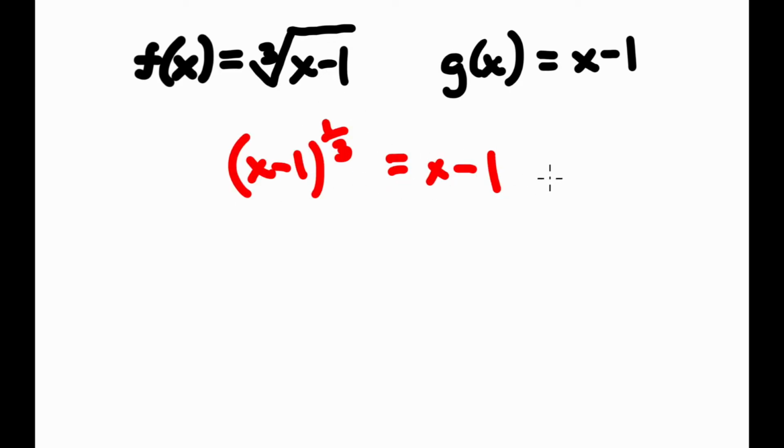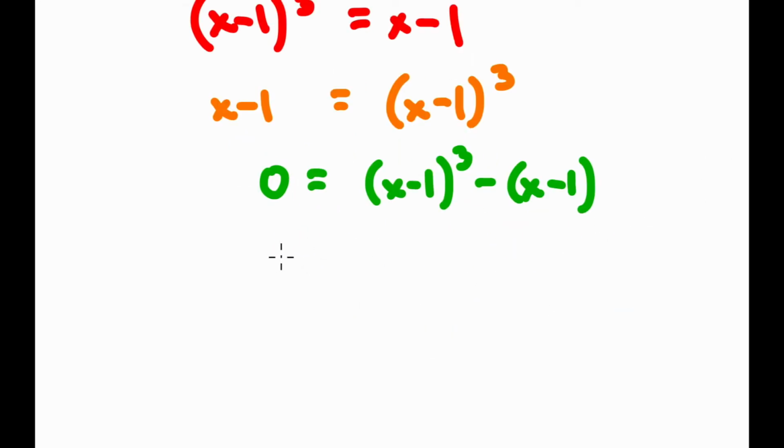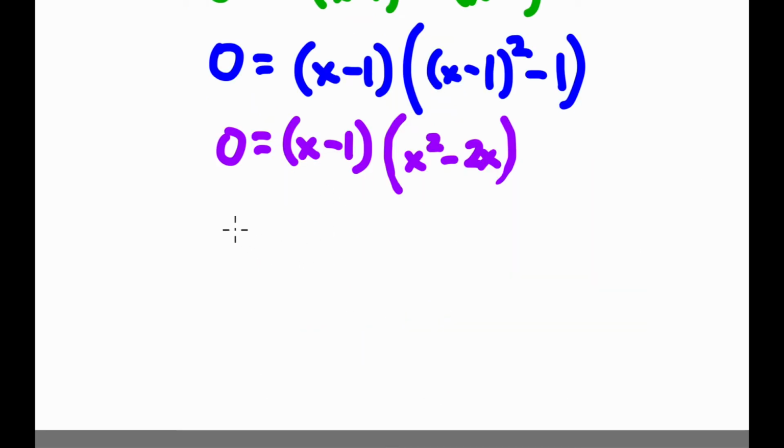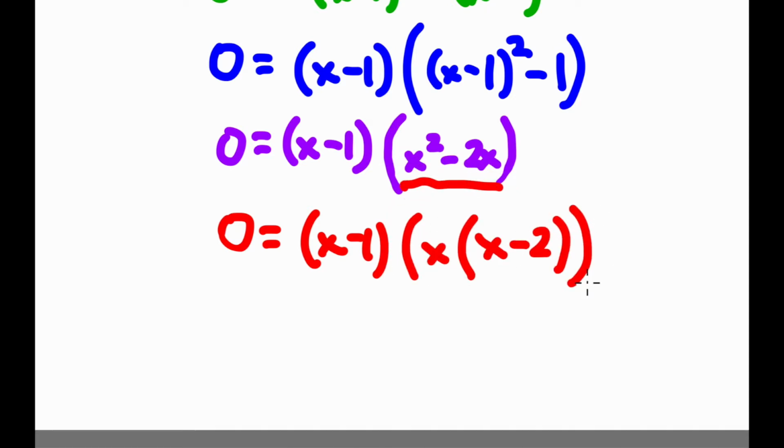Okay, so I set them equal to each other, and then basically I'm just going to be solving for x real quick. So here we go. I cube both sides. From here I'm going to subtract off the x minus 1. From here I'm going to factor. Here I'm going to simplify. From here I'm going to factor this second part, this part right here, and you should have everything factored.